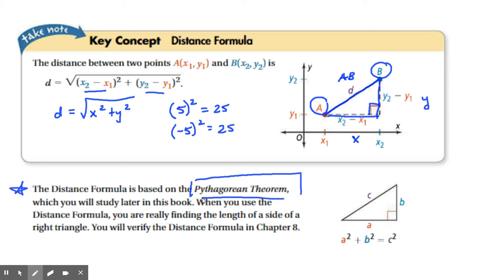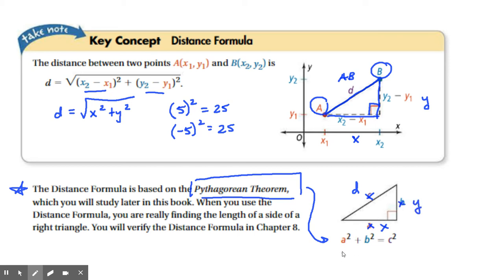So again, as I said right here, the distance formula is based off of the Pythagorean theorem. And again, this is a theorem we'll learn later in chapter 8. But again, I think you know it. This is what it looks like right here. So if you have a right triangle, you take the leg, which they call A, you square it. You take the leg, which they call B, you square it. And that equals the hypotenuse C squared. Now again, to make it look like the picture above, we're going to call C, D for distance. We're going to call A, x, because it's in the x direction. And we're going to call B, y, because it's in the y direction.